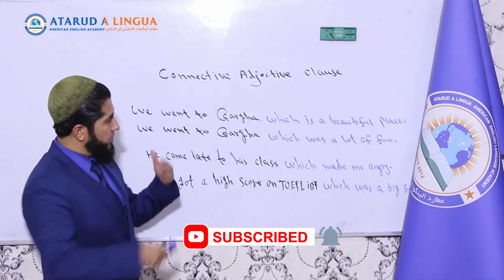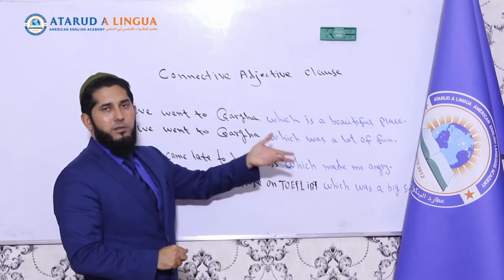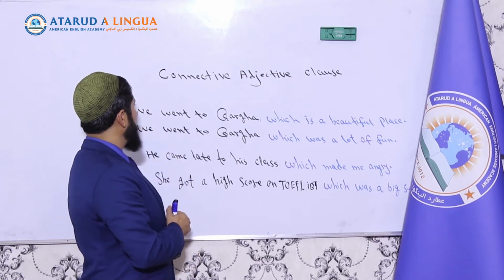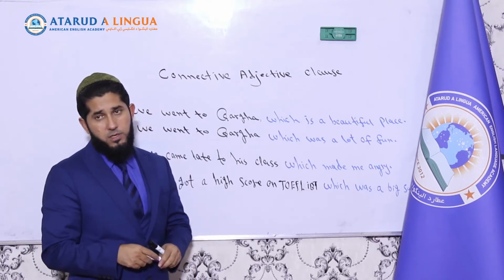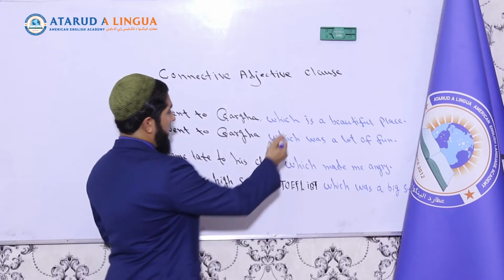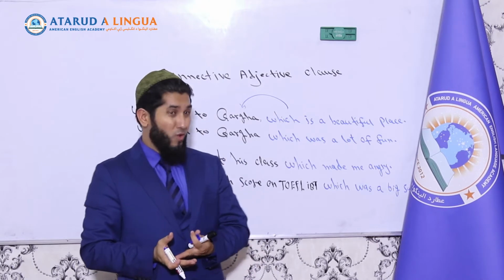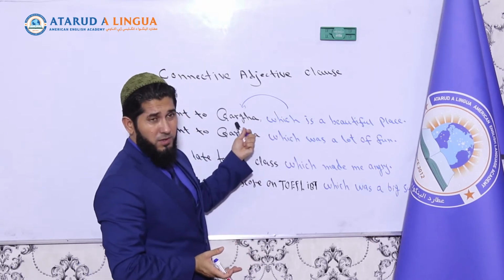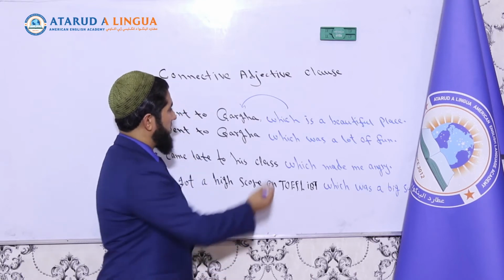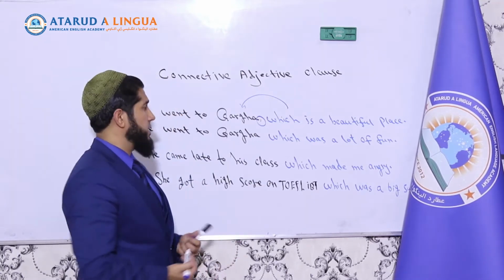I just wanted to show you the difference between connective adjective class and defining or non-defining adjective class. The first sentence says, we went to Karga, which is a beautiful place. So what is a beautiful place? Karga is a beautiful place, right? So the adjective class modifies here the noun Karga, and it's not connective adjective class. Okay? Why? Because it modifies this noun over here. And obviously Karga is a proper noun. Okay, there's a comma over here, so it is a non-defining or non-restrictive adjective class.